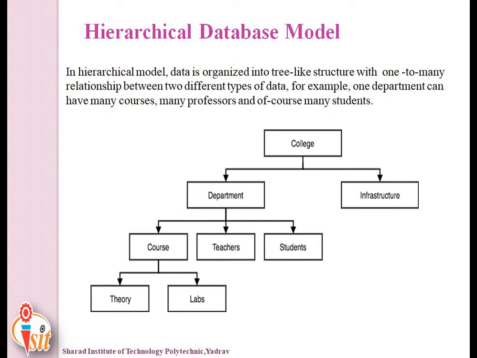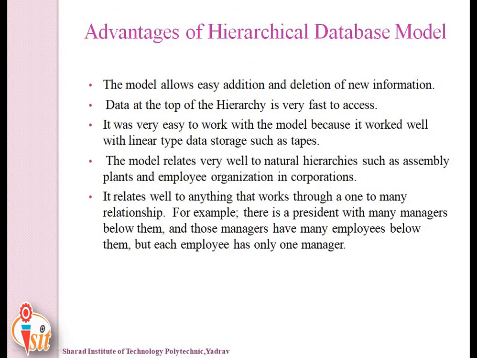The example is likewise college. Here a college is having one departments and infrastructure. The departments, one department is having multiple courses, teachers, students. The courses having again multiple parts like theory, labs, and so on. This is the example of hierarchical database model.